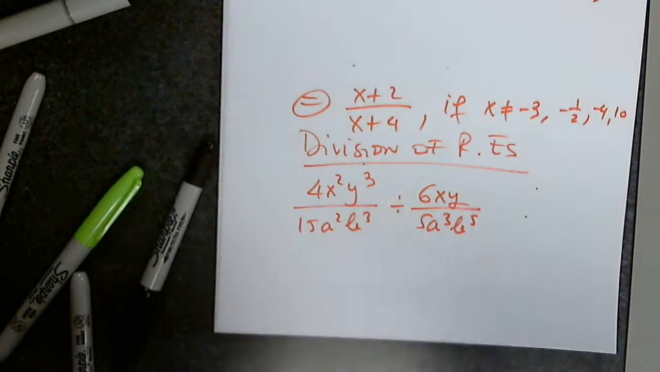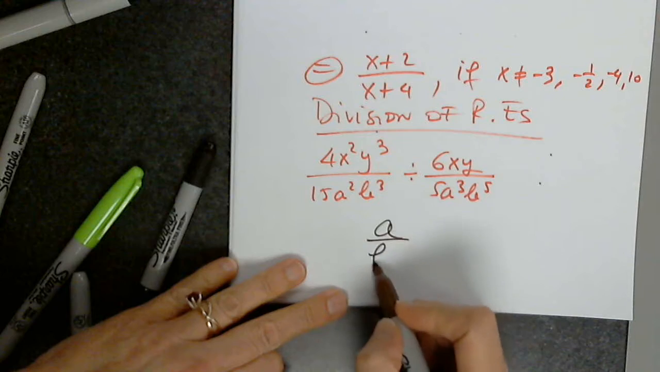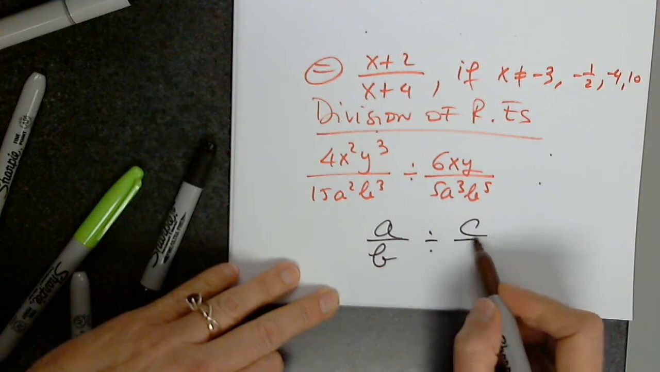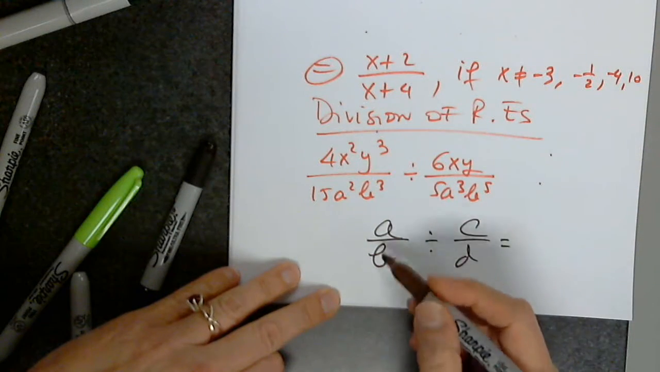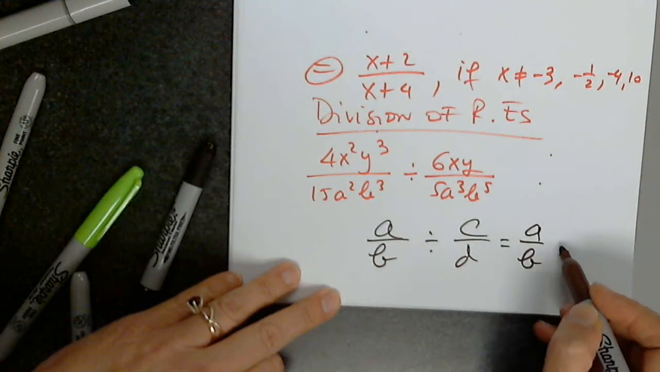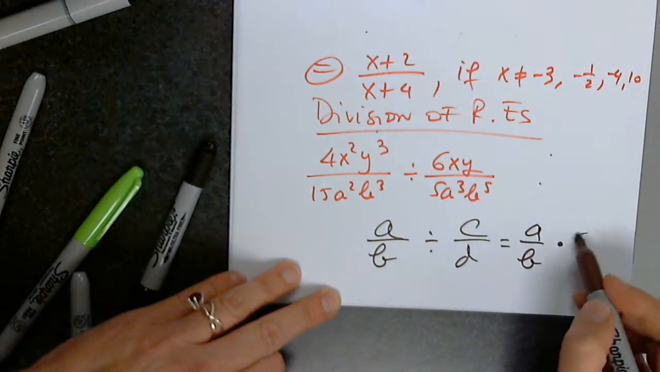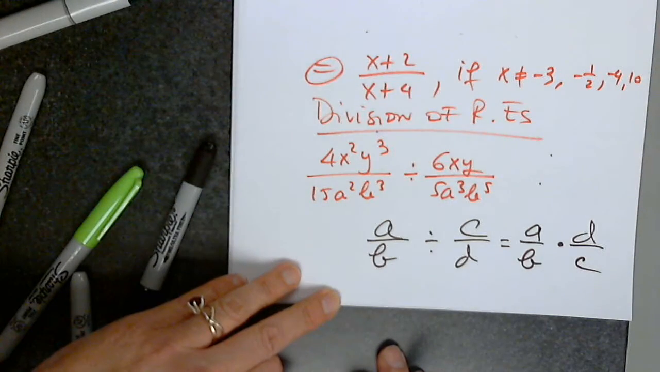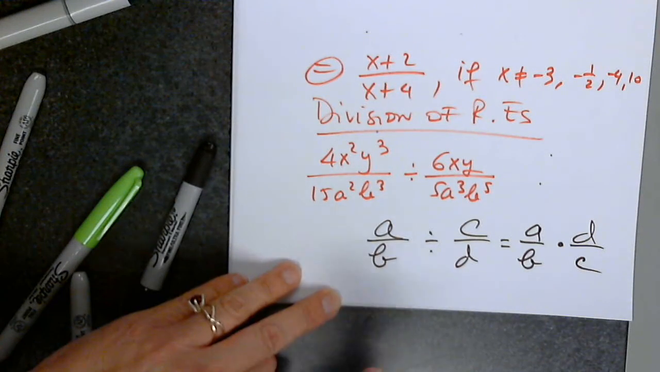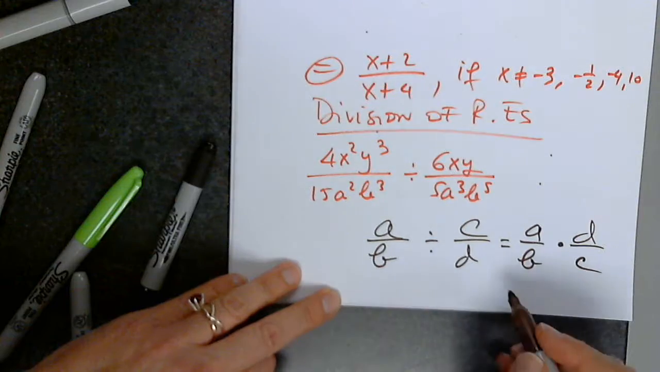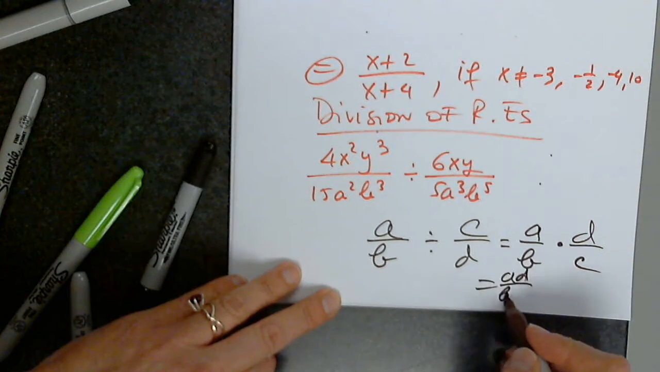So if you remember the rule, a over b, everything divided by c over d, I keep the first fraction as is, and I multiply by the multiplicative inverse of the second one. This is the rule. It's the same rule we have to apply here. And then I write AD over BC.